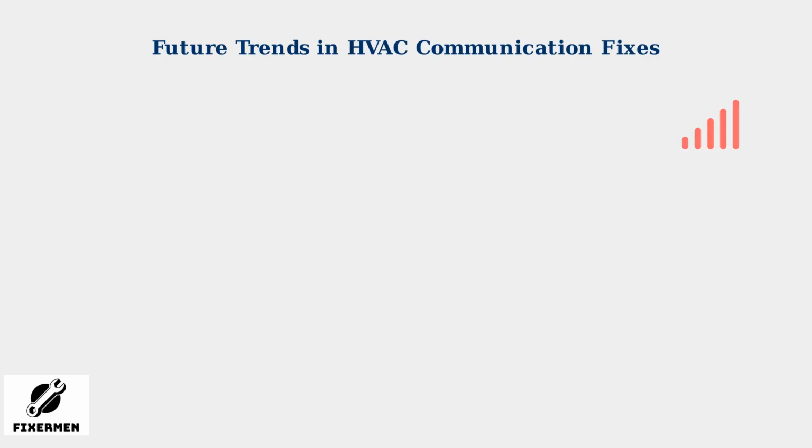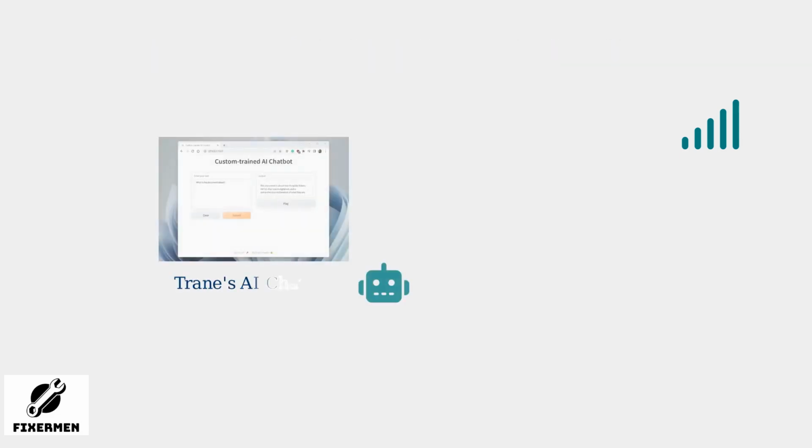Future trends in HVAC communication fixes are moving towards smarter, more integrated systems. AI-assisted troubleshooting is becoming common, with tools like Trane's AI chatbot that analyze error logs and provide suggested fixes. For example, Trane's AI chatbot can examine error logs from your heat pump and recommend specific solutions, reducing repair times significantly. By 2030, expect widespread adoption of self-healing networks in heat pumps.